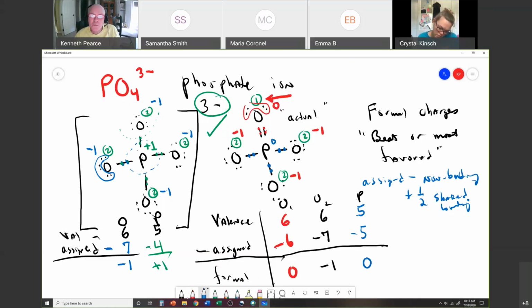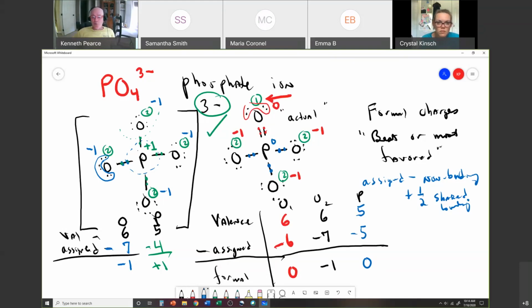Now, hopefully everything adds up to -3. And we add up these red -1s, and we get 1, 2, 3 -1s. That's -3, and then we got a 0, 0. So the whole thing is still -3. This is good. The whole thing is still -3.